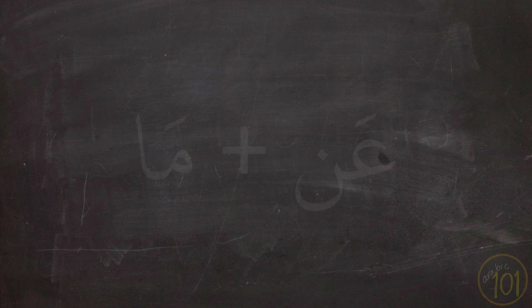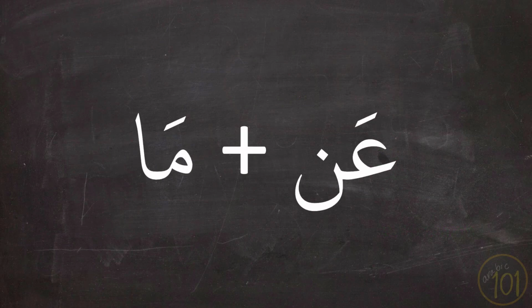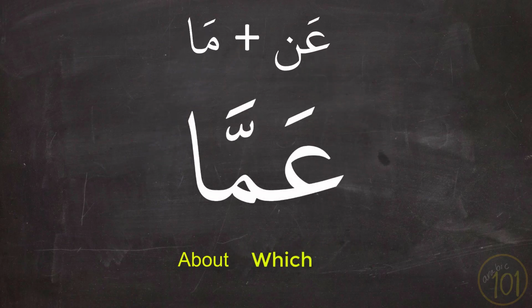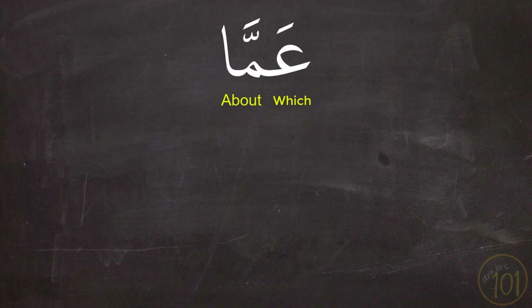Next, when an is added to ma, an means about. So when we combine them together, we will have amma. And every time you say this word, you will have to add ghunna of 2 harakat. So you would say amma. And as you can see, the noon is fused together with ma, and that's why we write it like that. And amma means about which. And we see it used in this example.